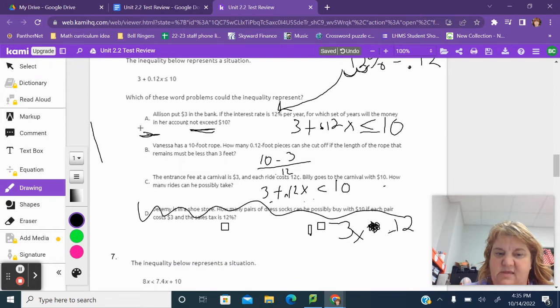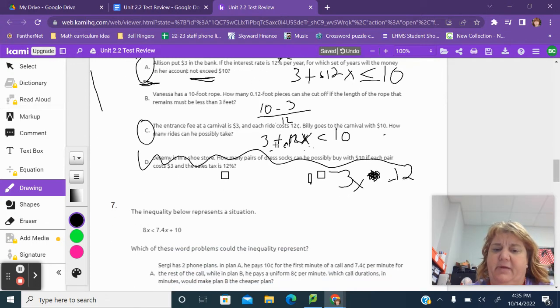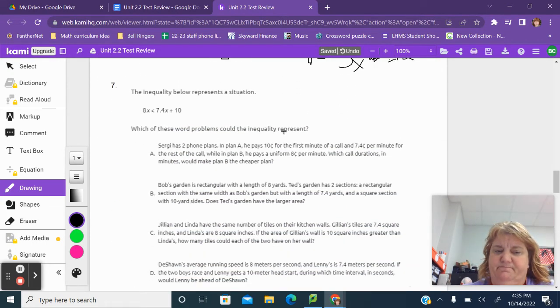What about this one? The entrance fee is $3. Each ride costs this amount. Billy goes to the carnival with 10. How many rides can he possibly take? I mean, that one works too. I don't see why that one doesn't work. If you answered A or C, I would accept the answer. Okay? Let's go to the next one.